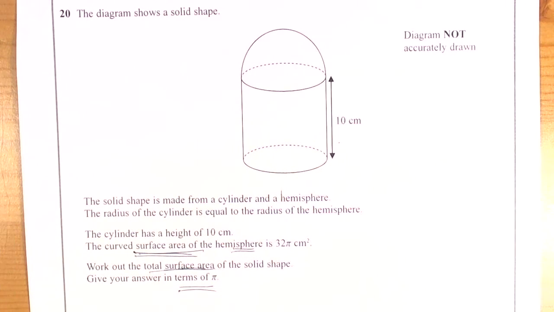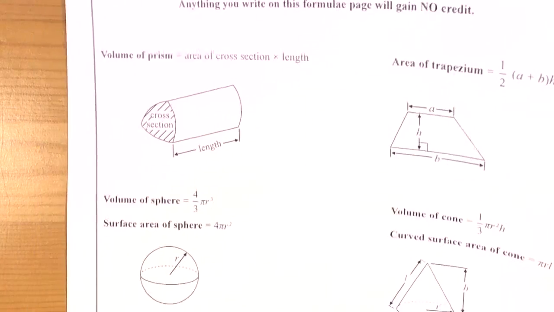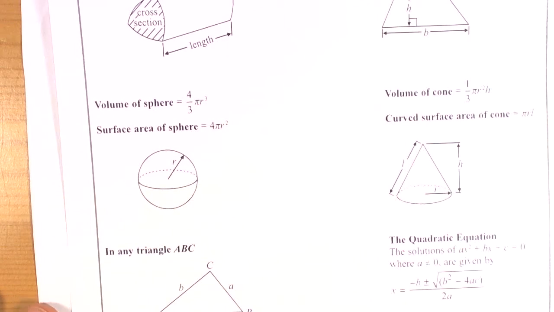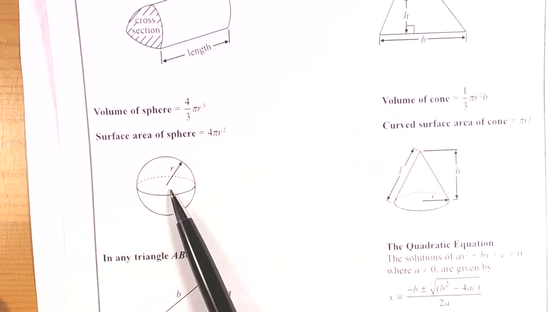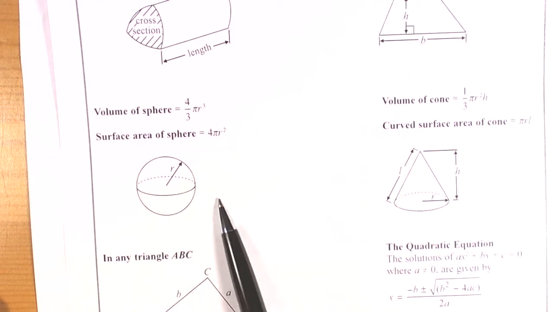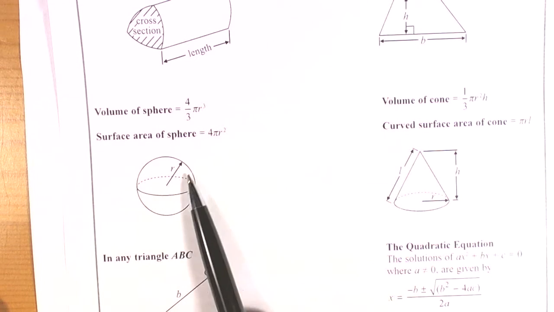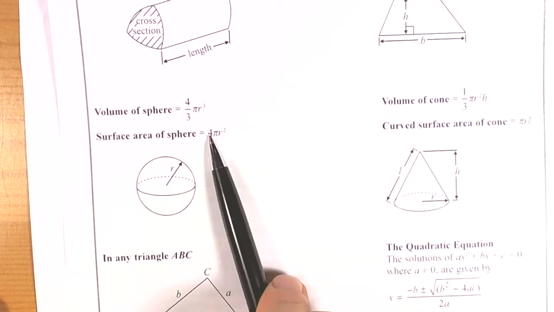Okay, so at the front of your exam paper, if you don't remember formulas, some of them are there, not all of them, but some of them. And a hemisphere is half a sphere. So when we look at this, it tells us the surface area of the sphere is 4 pi r squared. So a hemisphere would be half of that, so 2 pi r squared.